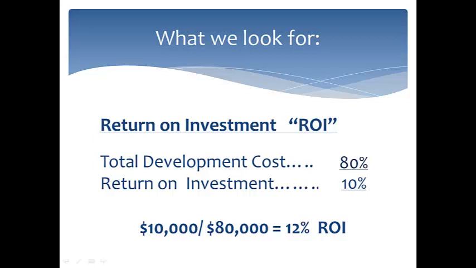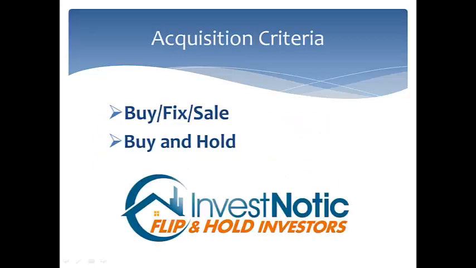We also stage some of our homes. So in general we don't have a problem on the resale side, but again, most investments do come with risk. Therefore, we are looking to make at least 12% on each of our properties. The typical acquisition criteria that we're looking for: we buy, fix, and sell. We also buy and hold.